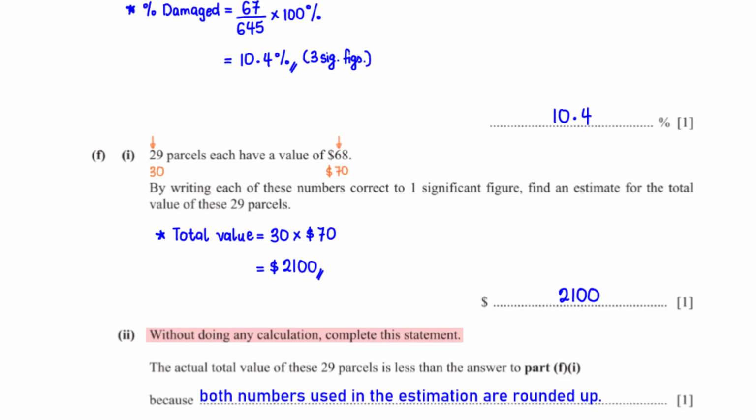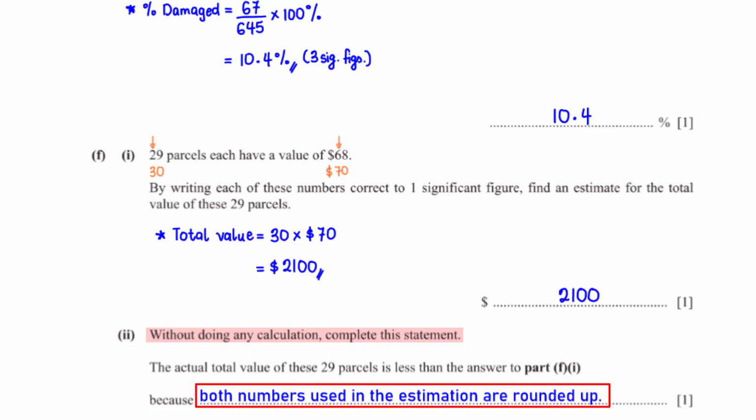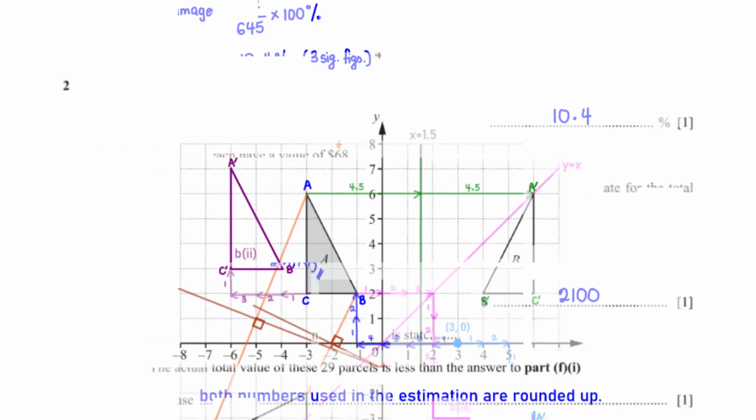Without doing any calculation, complete this statement. The actual total value of these 29 parcels is less than the answer to part f(i) because blank. This is because both numbers used in the estimation in part f(i) are rounded up.